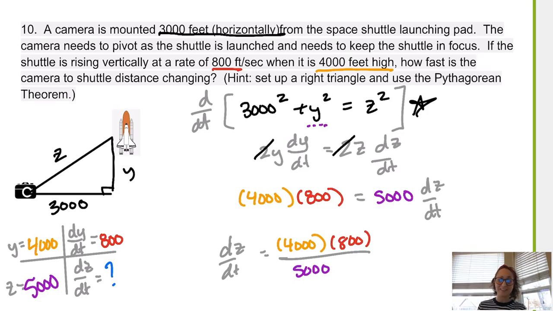All right, unsimplified, this is what I'm getting, 4,000 times 800 all over 5,000. Let's go ahead and clean this up a little bit. I can knock off 3 zeros in both numerator and denominator, so that leaves me with 3,200 over 5, which is going to be 640. There we go. All right, and talking about units, how many dimensions is z? Just one. So the units of z would be in feet, and the units of time would be in seconds.